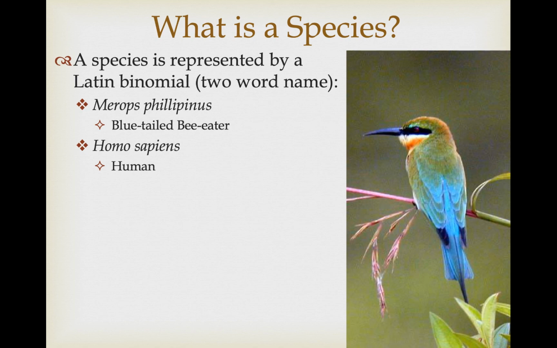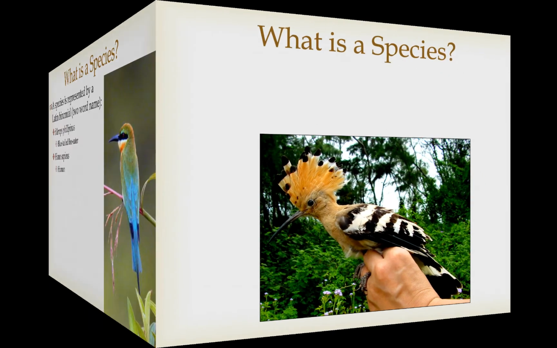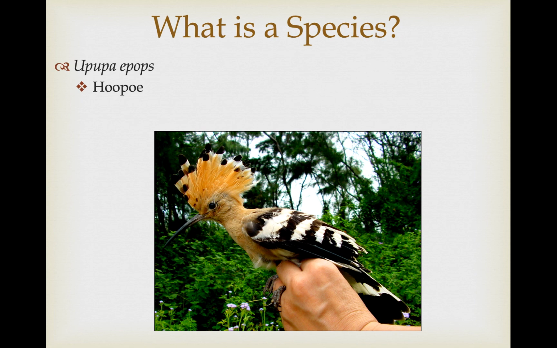You are a Homo sapiens. That's what humans are as a species. Well, let's break down this name and understand what the different components of it are. This is a bird that I caught in Taiwan. The common name is the hoopoe, and the scientific name is Upupa epops, one of my favorite scientific names.